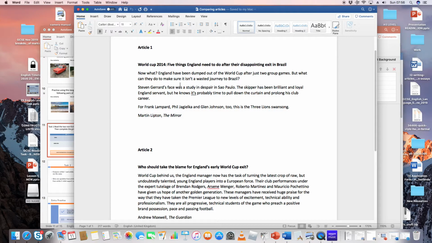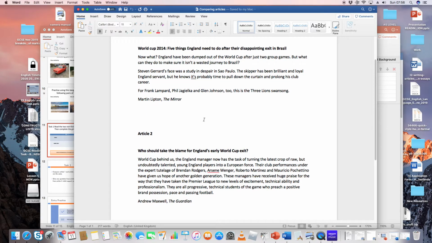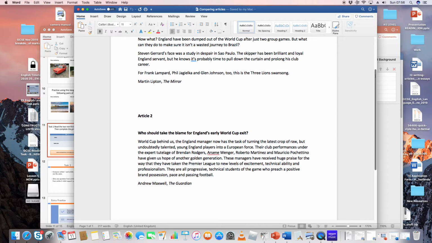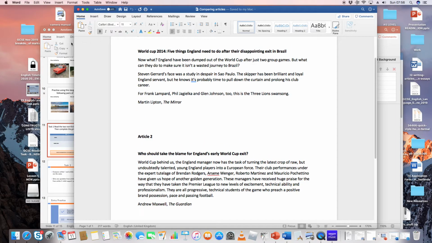Okay, so the first one is maybe talking about the players who need to leave or maybe stop playing for England. The second article is maybe talking about looking forward to the future and new players, and a kind of positive look. So although they're both about the World Cup, Article 1 is maybe a lot more pessimistic, a lot more negative. Article 2 seems a lot more positive.